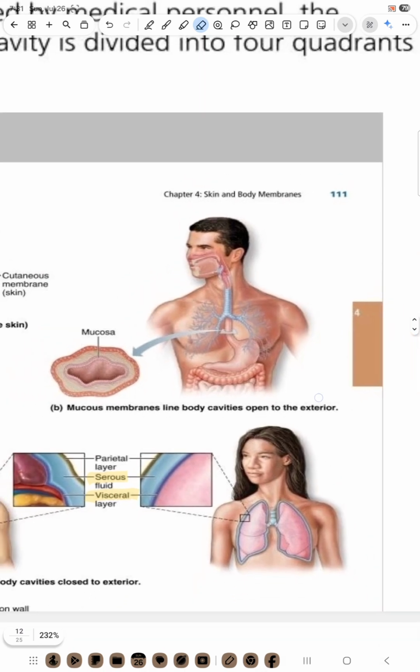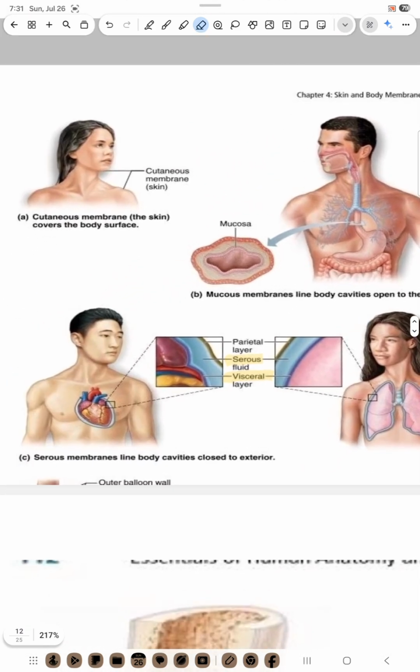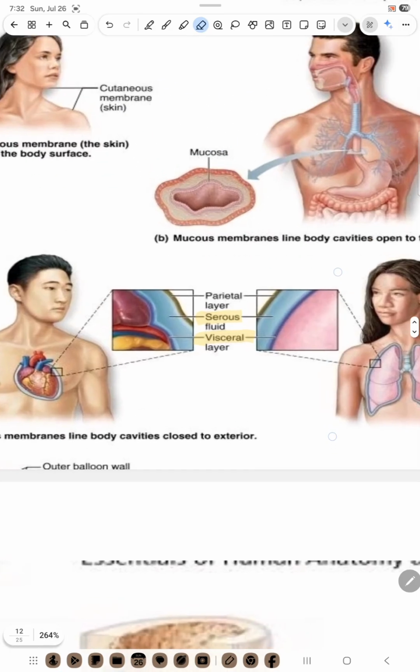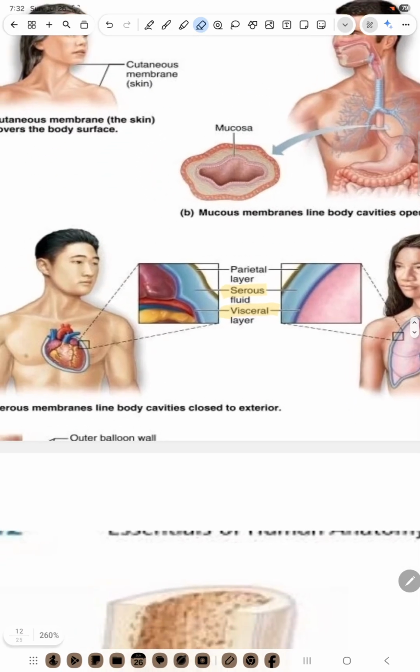Next, we have the serous membrane. The serous membrane is composed of simple squamous epithelium. When we say simple, it means one layer, and when we say squamous, it is flattened like fish scales, epithelium. Okay, let's continue. The serous membrane rests on a thin layer of areolar connective tissue.